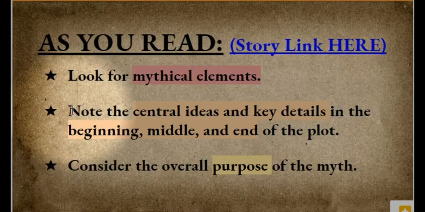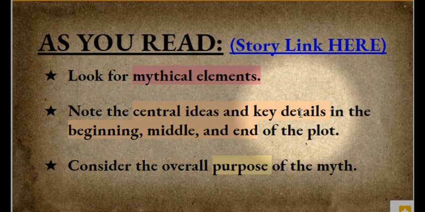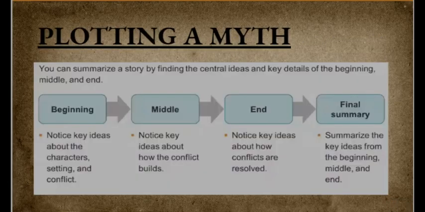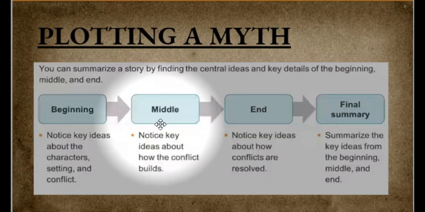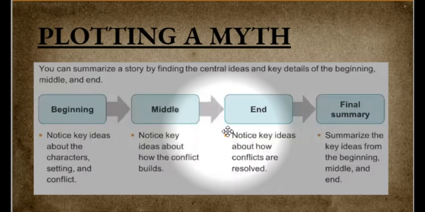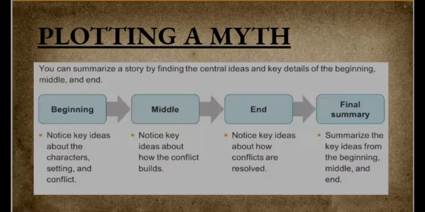We're also going to look for the central ideas and key details in the beginning, middle, and end of the story. Remember, at the beginning, we noticed key events and key ideas about the characters, setting, and conflict. In the middle of the story, we're noticing key ideas about how the conflict is building, so what the problem is and how it's developing. And at the end, we are noticing key ideas about how the conflict is resolved.